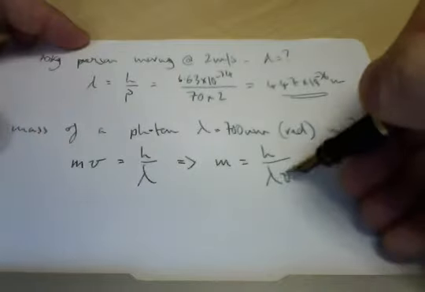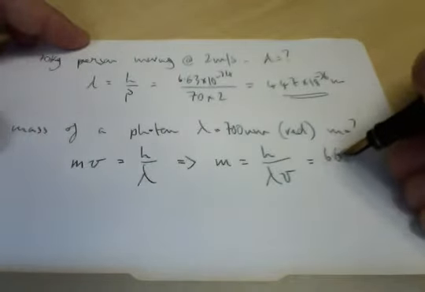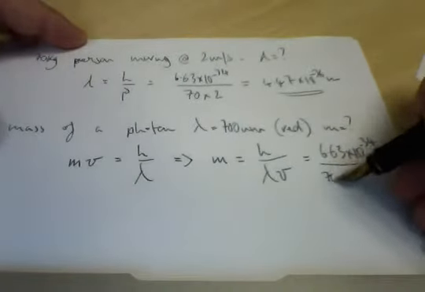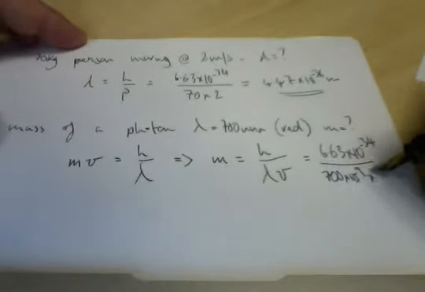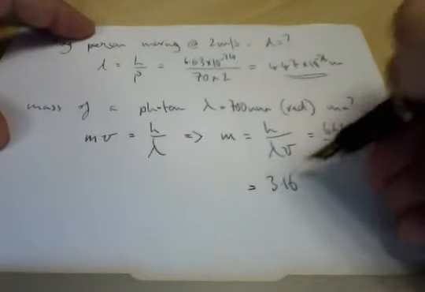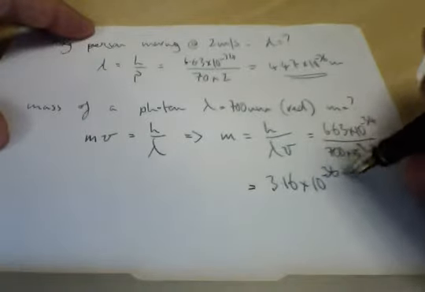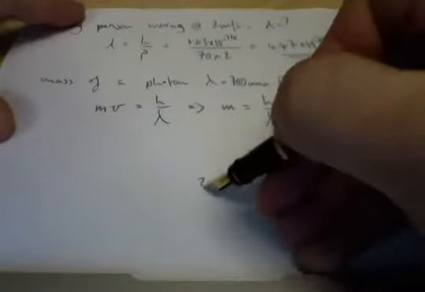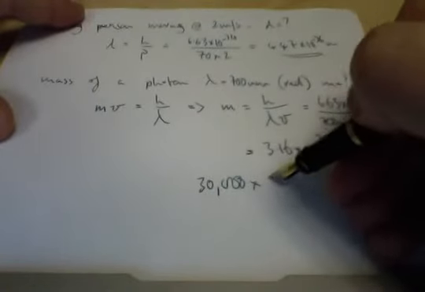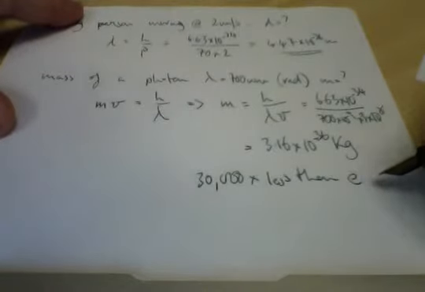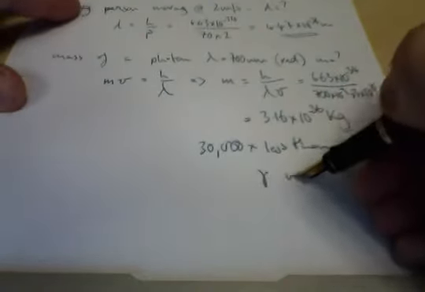That's right, c being the speed of light, because we know they move at the speed of light. 34 divided by 700 times 10 to the minus 9 by 3 times 10 to the 8, giving us 3.16 times 10 to the minus 34 kilograms, which in effect is 30,000 times less than an electron. So we can say that the photons are massless, in effect.